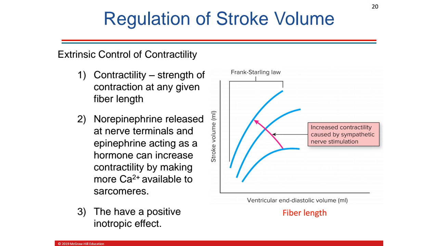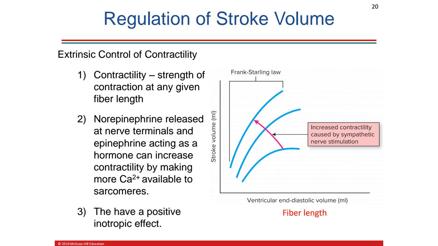So far, we've discussed intrinsic control of contractility of the cardiomyocytes in the ventricles. And that's largely due to the Frank-Starling law of the heart. In addition to that, there are also extrinsic mechanisms that control contractility. Contractility is the strength of contraction at any given fiber length. So norepinephrine released at nerve terminals and epinephrine acting as a hormone can both increase contractility.